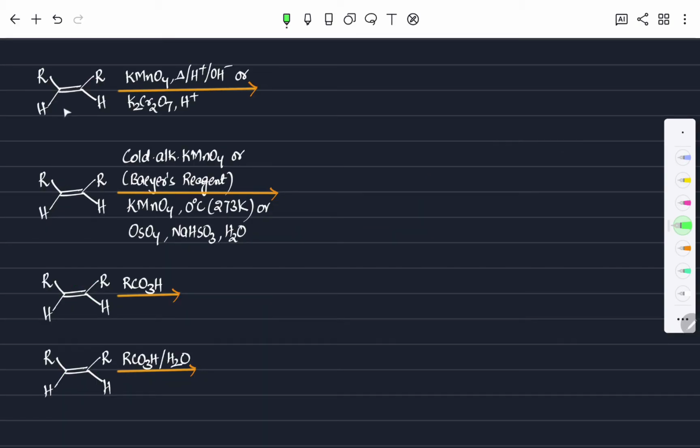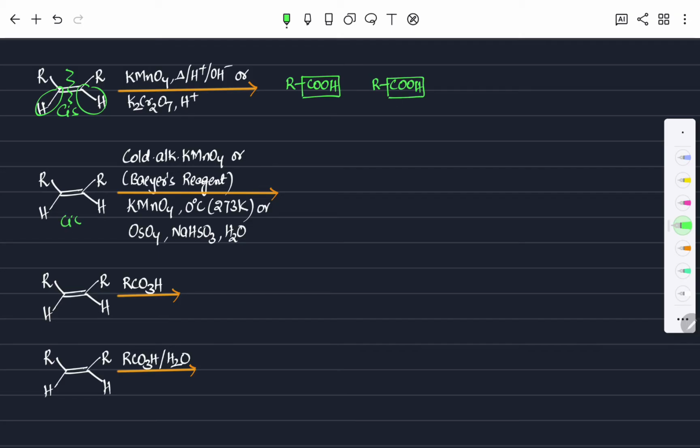It is a cis alkene. Cis alkene treated with KMnO4, heat, H plus or OH minus, or potassium dichromate, H plus. So simply we have to break the C=C bond. Because of the C-H bond it undergoes oxidation. So the left group, because of the C-H bond, you can write COOH. The right group, because of the C-H bond, we can write COOH.